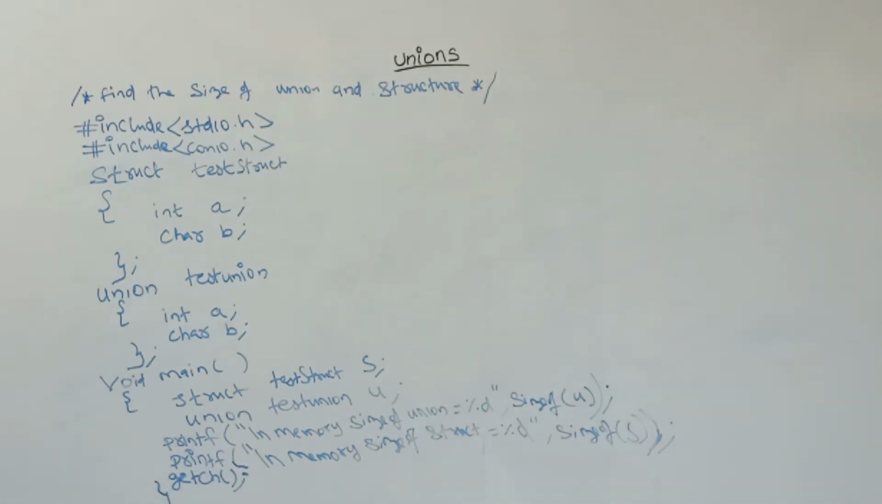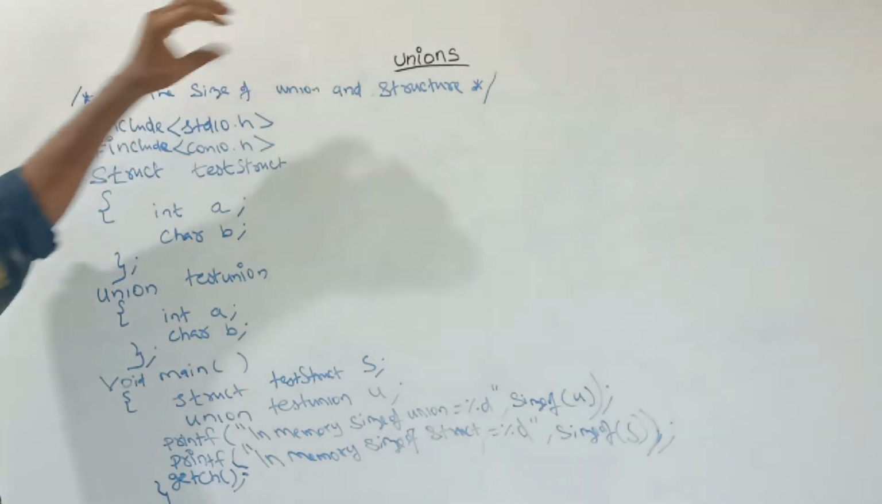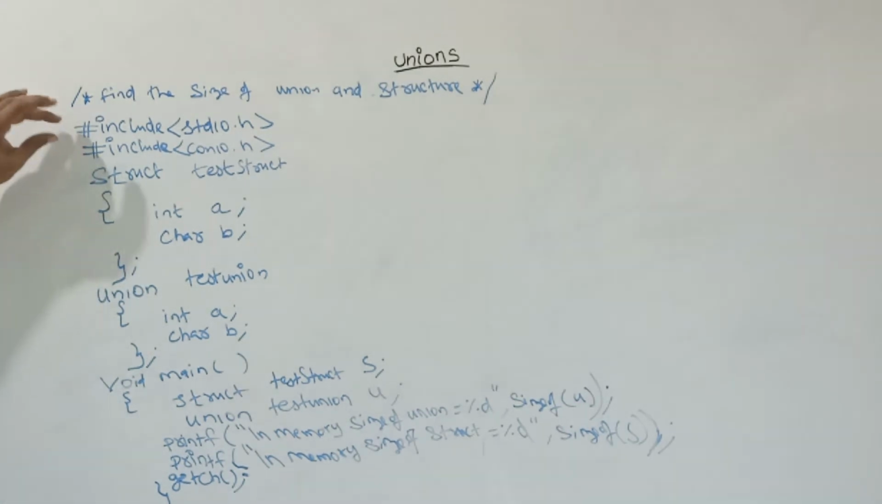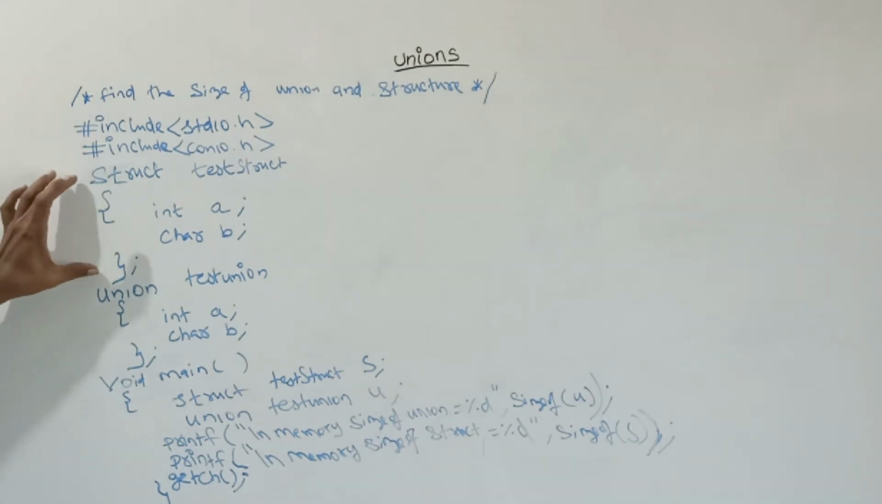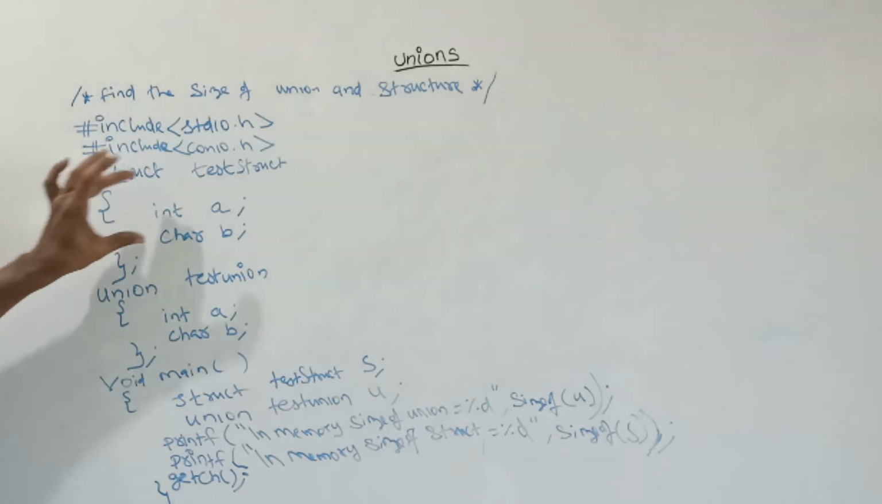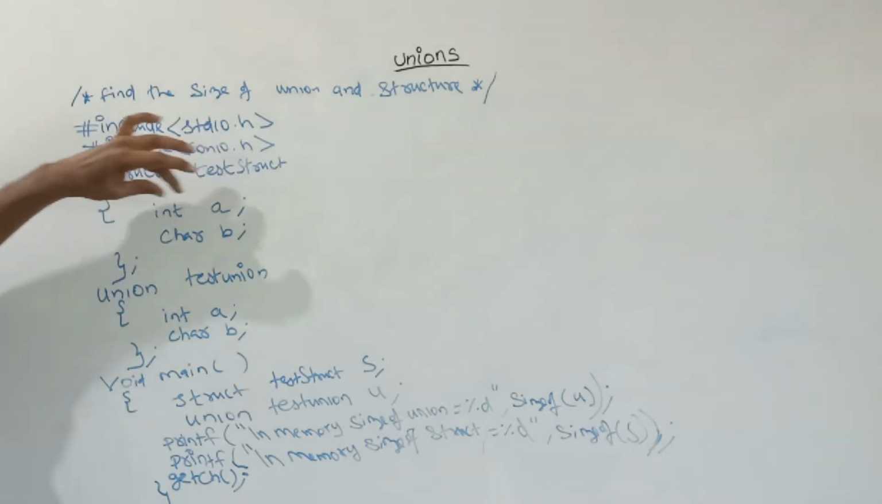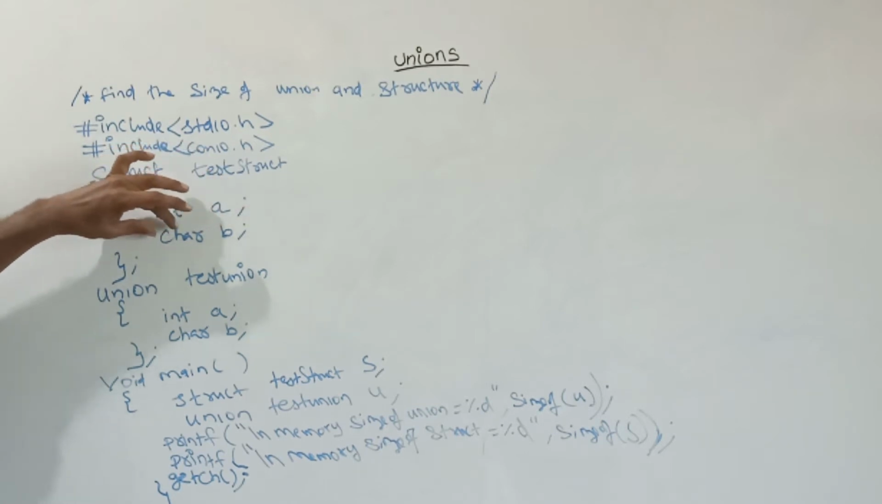See, the program, this is used to find the size of the union and the structure. So here, first the header file, after that I had created the structure. Inside the structure there are two members: the first member is integer data type, the second member is character data type.